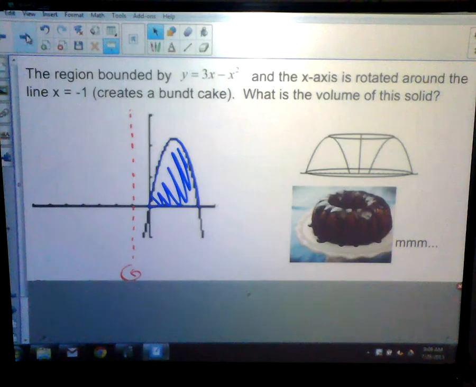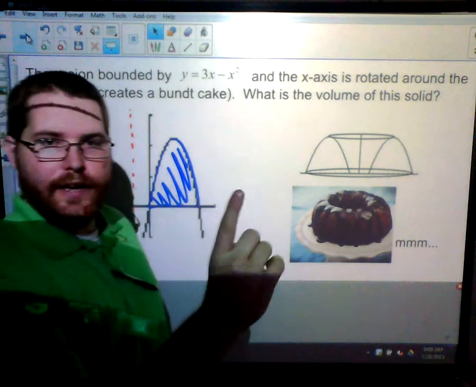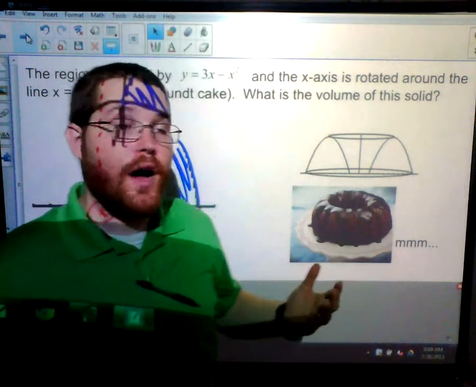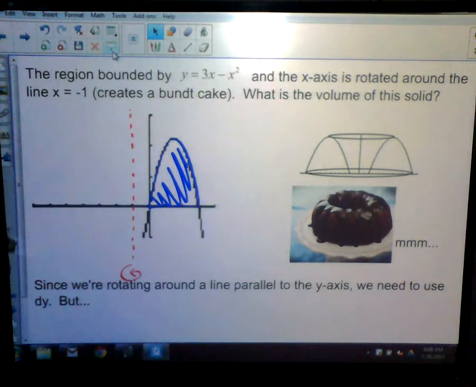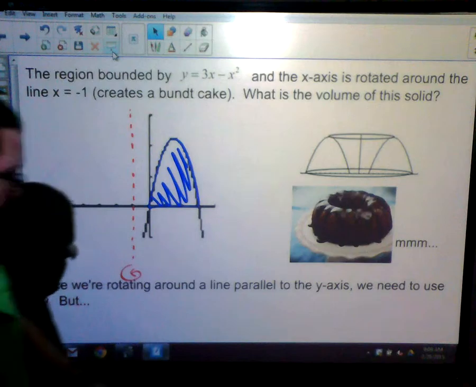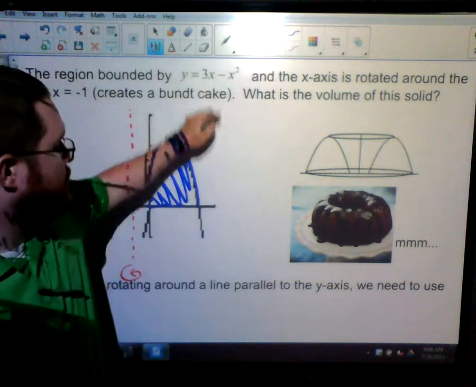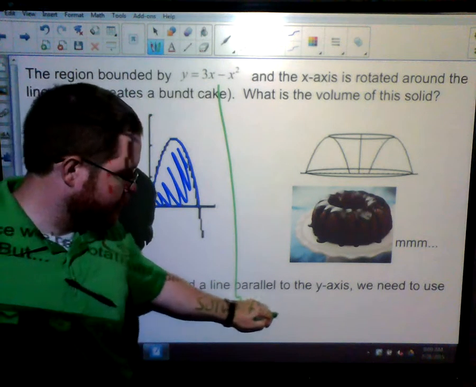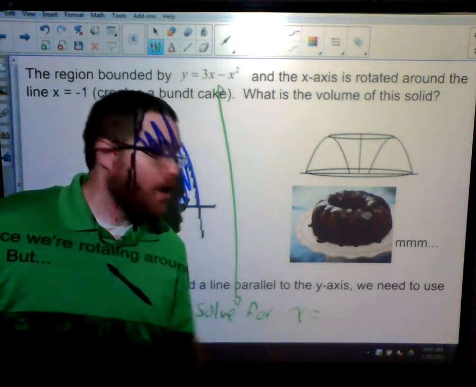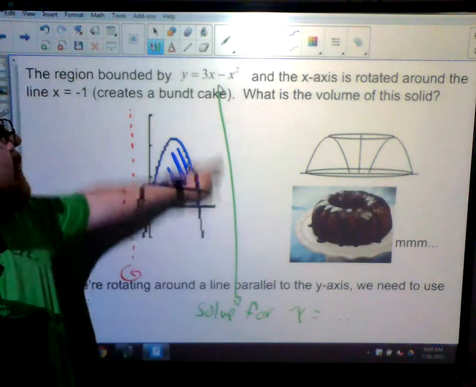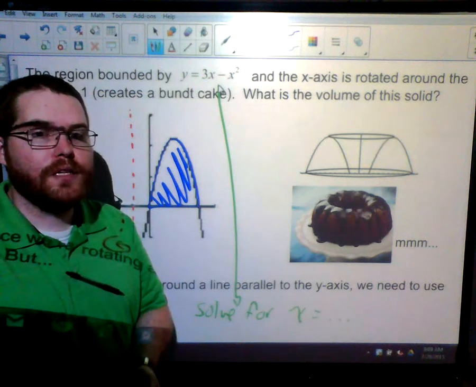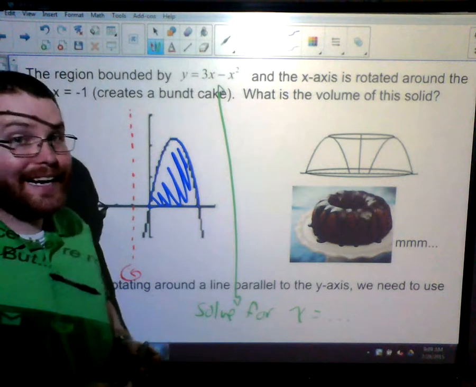So I'm going around this way. So I have a bottom and a top, which means I need a dy. So if I have dy, I need everything x equals. So let's take this problem and solve for x equals. And I'll wait because you can't do it. This problem cannot be solved for x equals. So we can't do this the way we would normally do it. I need x equals, but I can't get it.